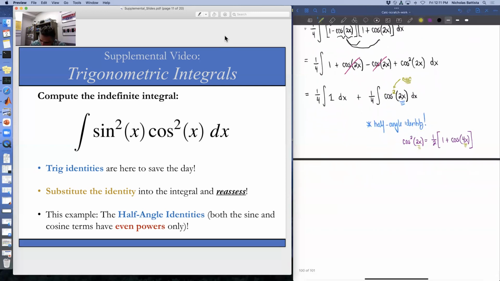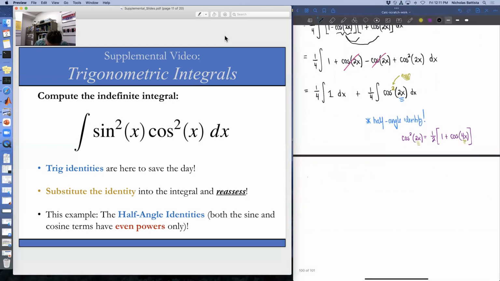So let's go ahead and substitute that into the integral. This first integral stays the same. It's still a 1/4 integral of 1 with respect to x. We have a plus 1/4 times the second integral, and we'll go ahead and substitute in this second half angle identity now to help us out. So inside that integral, we have a 1/2 times the quantity, 1 plus cosine of 4x. And we're integrating that with respect to x.